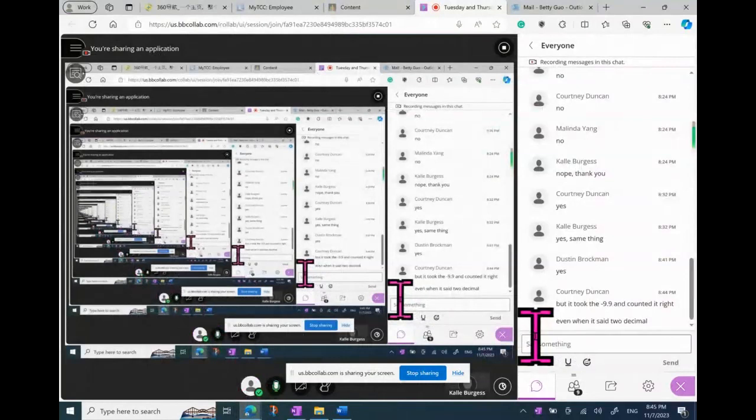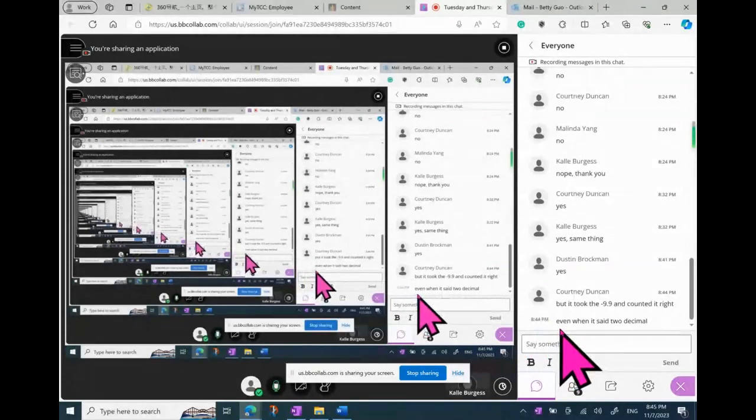But it took the 99.9 and counted it right, even when it was set to 2 decimals. Yeah, because it's a negative 9.90. The 0, you don't have to enter that.